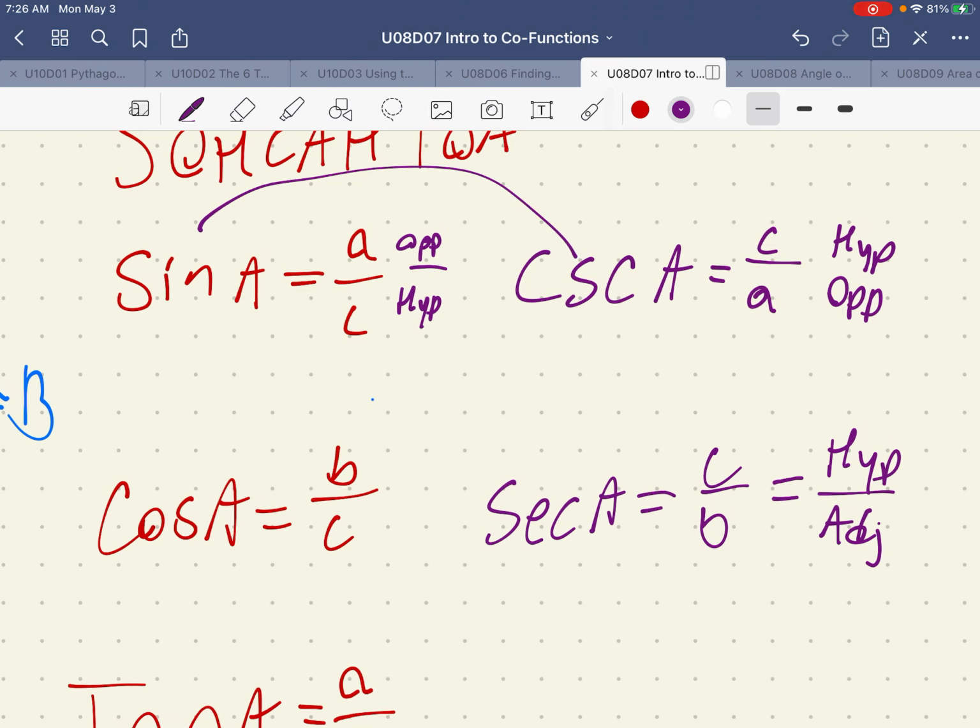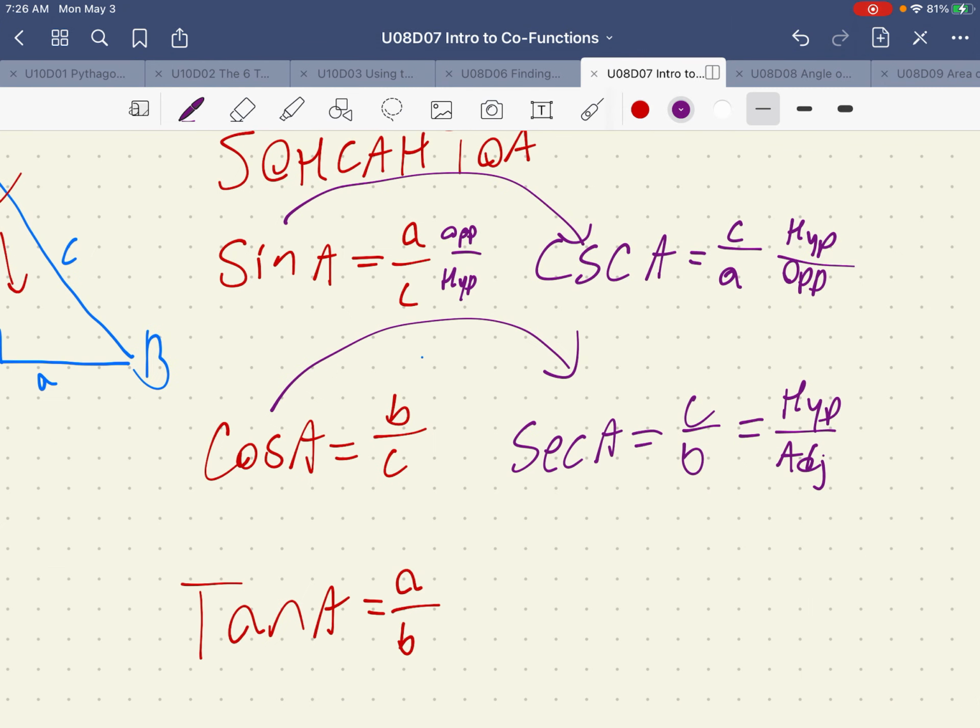It's a little confusing because sine goes to the one that starts with C and cosine goes to the one that starts with S. So that's the way I remember. I just tell myself I do these backwards as a reminder as to which one is reciprocal to which. And the last one is called cotangent, which is the reciprocal of tangent, which is going to be B over A, which is the adjacent over the opposite.